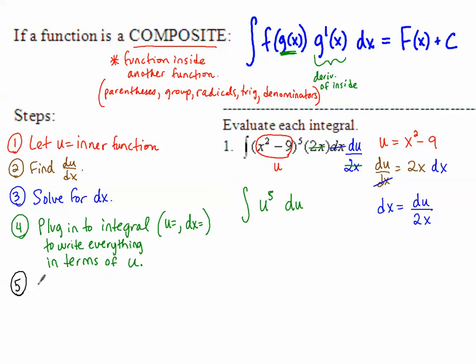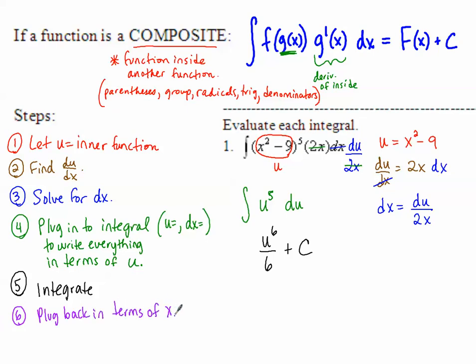So step 5, we will integrate, or take the antiderivative. So the antiderivative of u to the 5th is u to the 6 over 6, of course, plus c. And finally, because the question gave us in terms of x, we give our answer in terms of x. So finally, we plug back in terms of x.